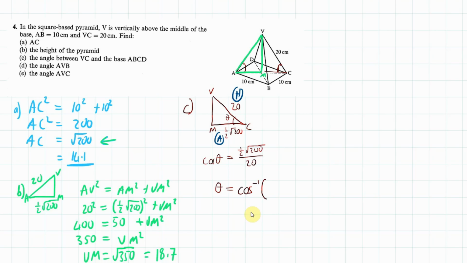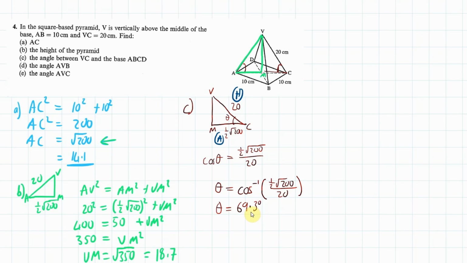cosine, and it will open up a bracket for you when you do shift cosine. And then we pop that in here, put a bracket at the end, and let's see what we get. So shift cosine, put in your fraction. You could just do 0.5 times square root 200 on the top, just to make it easier, over 20. Now when I chuck this in, I'm getting 69.3 degrees.